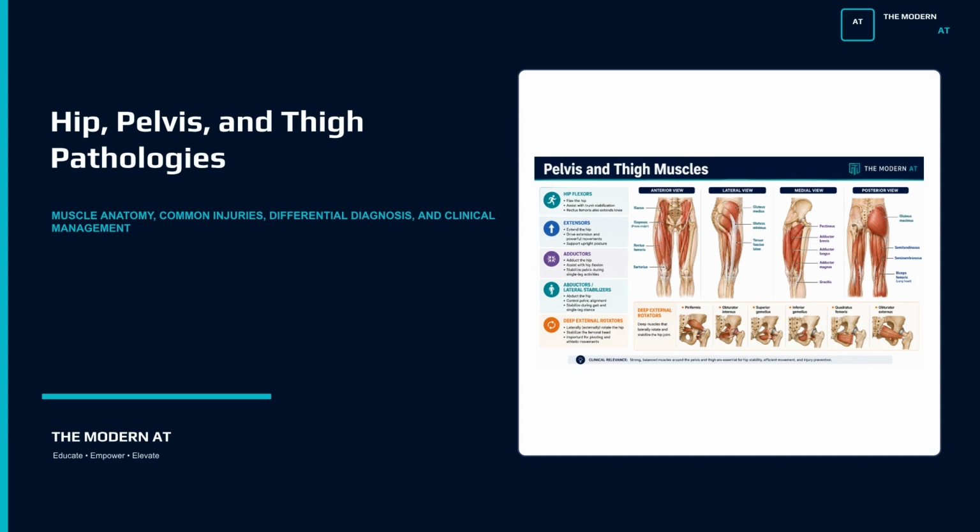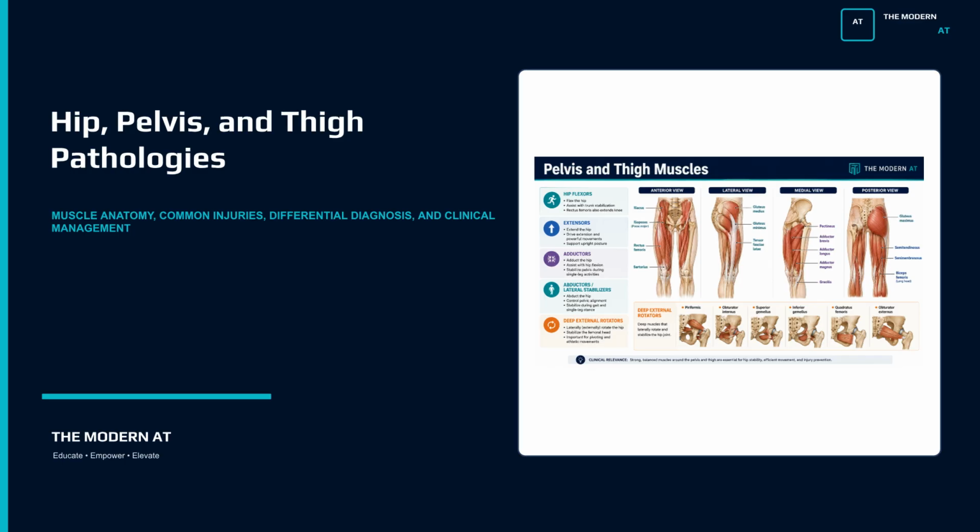Welcome to this lecture on hip, pelvis, and thigh pathologies. This region can be challenging because symptoms may come from muscle, tendon, bone, joint, nerve, abdominal, pelvic, or lumbar sources. So instead of memorizing diagnoses in isolation, we are going to organize the region by pain location, mechanism, load history, examination findings, and red flags.